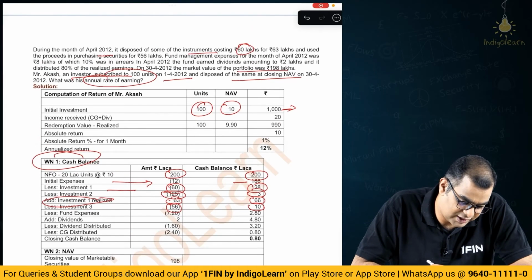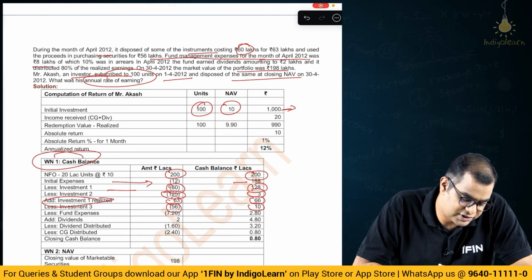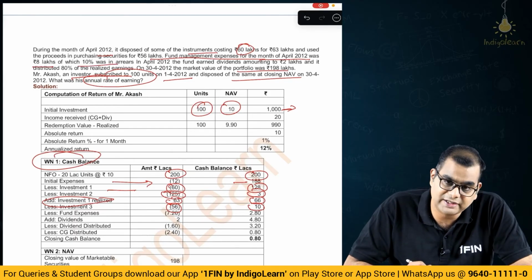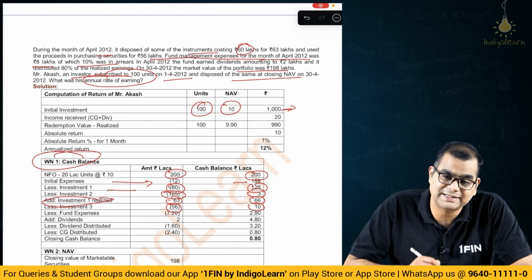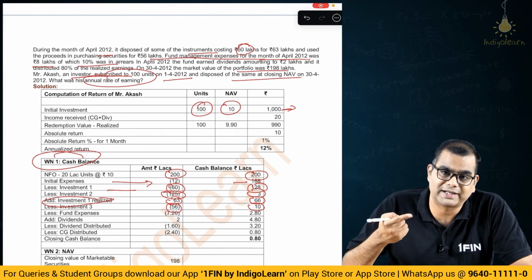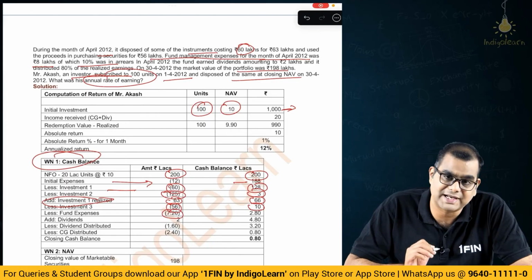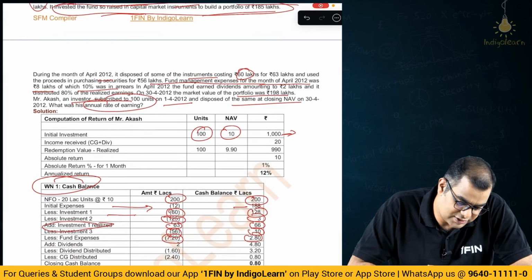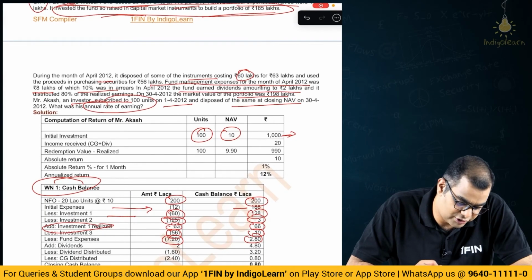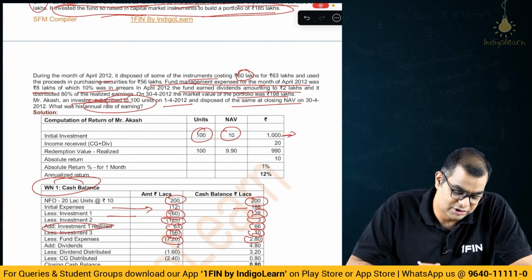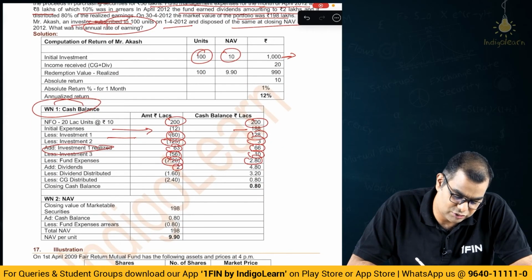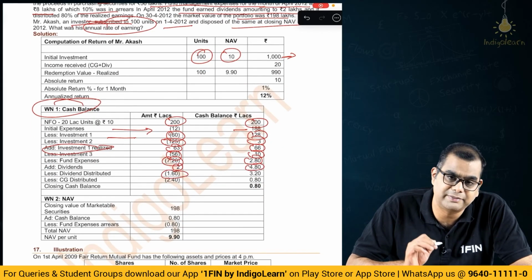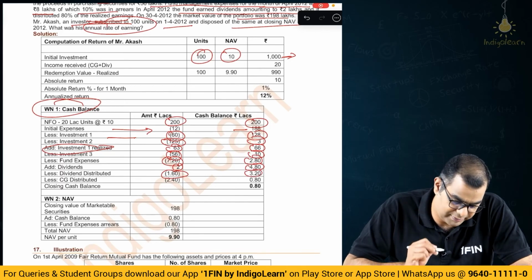Then, you have fund expenses. What are the fund expenses? This 56 is over. Fund management expenses for the month of April were 8 lakhs, of which 10% was in arrears. So, you did not incur the entire 8 lakhs. 8 lakhs is the amount that is accrued, but the actual cash outflow is only 7.2, which is 90% of that 8 lakhs. So, the cash balance is 2.8. Then, what else was the other information? The fund earned dividends amounting to 2 lakhs and it distributed 80% of the earnings. So, this 2 lakhs is what is earned. So, cash balance is 4.8, and distributed 80% of 2, which is 1.6. So, the cash balance comes down to 3.2.